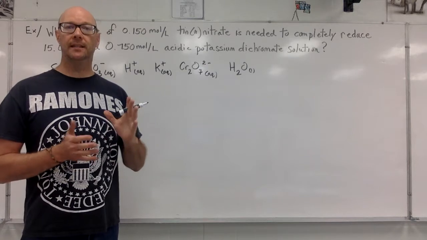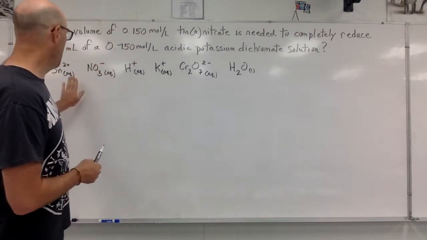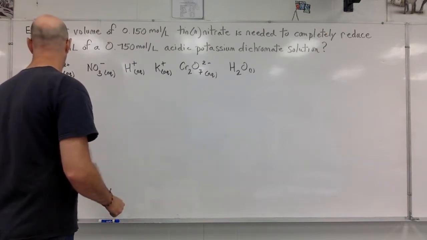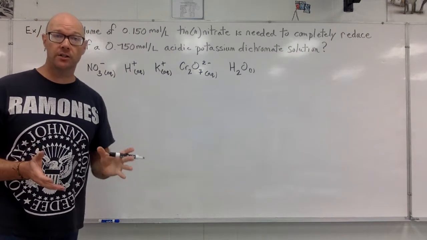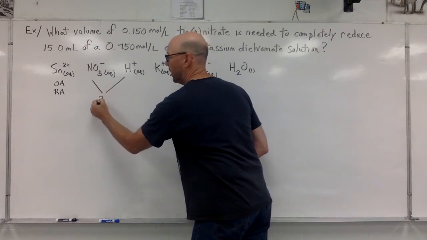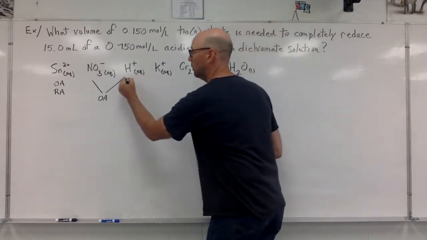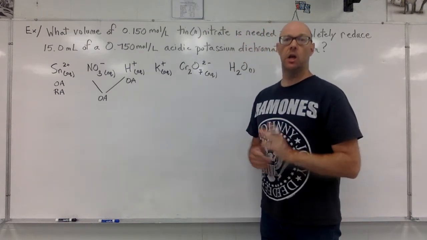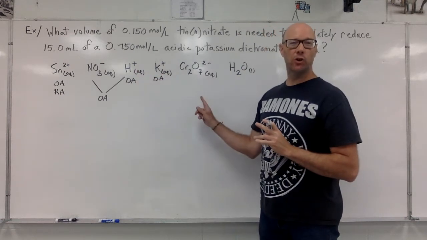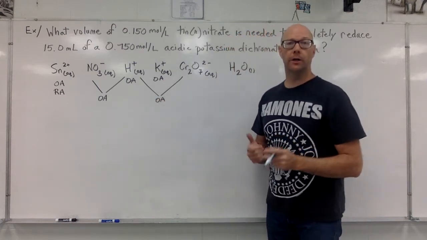Step two, use the table in the data booklet to label all of the possible oxidizing and reducing agents. Tin(II) ions are a little bit strange. They show up on either side of that table. They are both an oxidizing and a reducing agent. We have hydrogen and nitrate ions together, which we can find on the left-hand side of the table; they're an oxidizing agent. Hydrogen alone is an oxidizing agent. Potassium alone is also an oxidizing agent. Hydrogen and dichromate ions together are an oxidizing agent. And water is both.